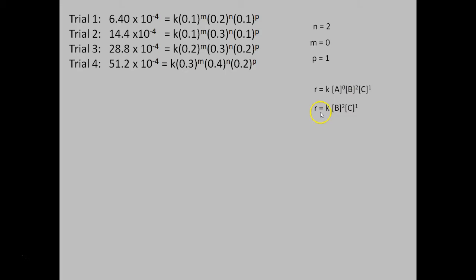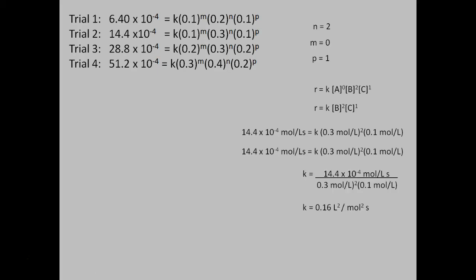So now what I can do is solve for K. So what I will do is pick one of my trials and substitute the values in. You'll notice I included units, because if I don't include the units, I won't be able to get the units for K properly. And what I do is solve for K with my units, and I get my value for K. Now I know my rate law. I know my value of K.